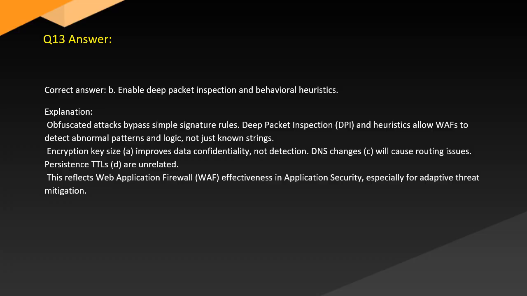Answer. Correct answer. B. Enable deep packet inspection and behavioral heuristics. Explanation. Obfuscated attacks bypass simple signature rules. Deep packet inspection (DPI) and heuristics allow WAFs to detect abnormal patterns and logic, not just known strings. The encryption key size, A, improves data confidentiality, not detection. DNS changes, C, will cause routing issues. Persistence TTL, D, is unrelated. This reflects web application firewall effectiveness in application security, especially for adaptive threat mitigation.